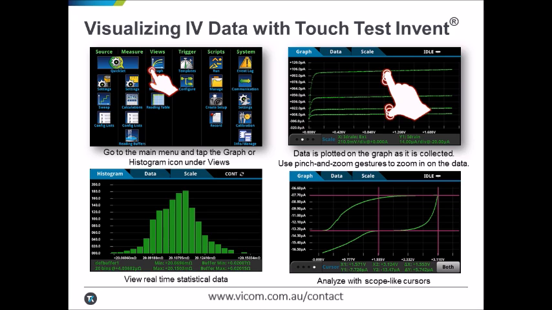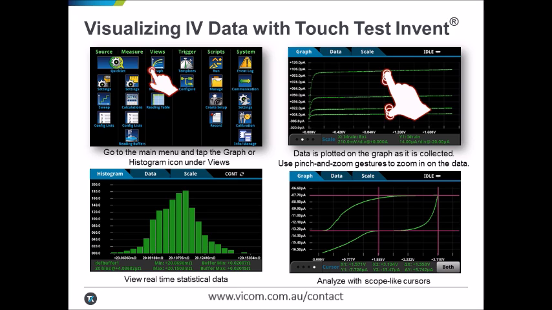Depending on the test you're running, the histogram view provides statistical data of the measurements as well. The data is plotted on the graph in real time, allowing you to visualize the IV curve of the device as it is gathered, thus providing you immediate insight on the behavior of your device.